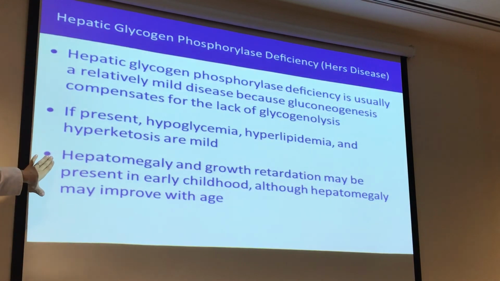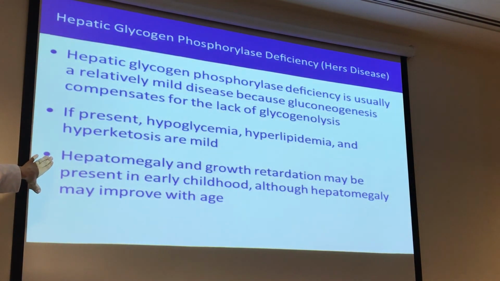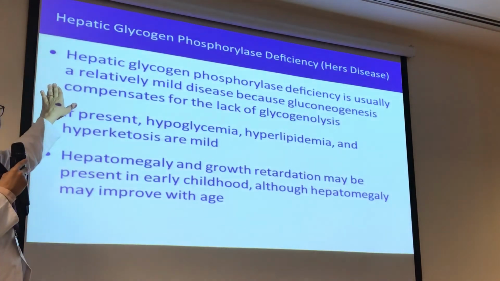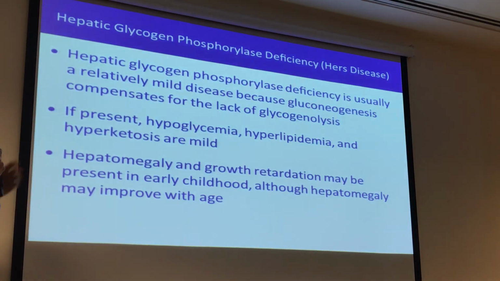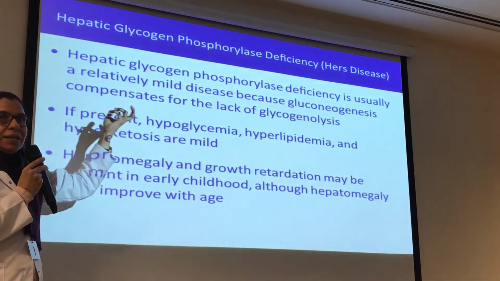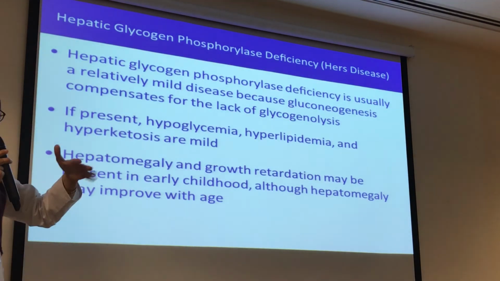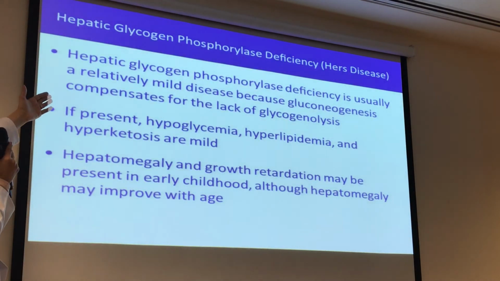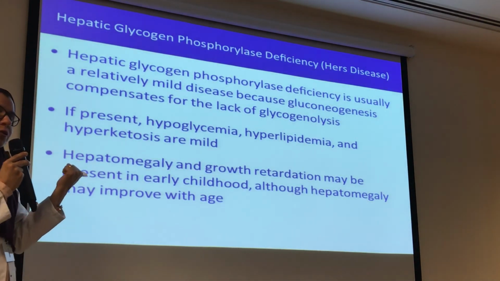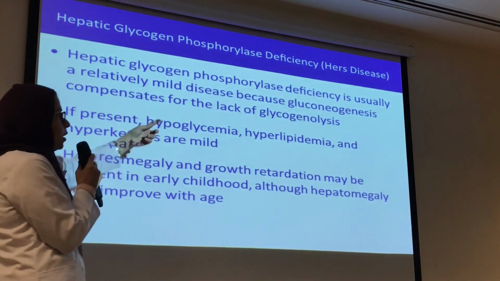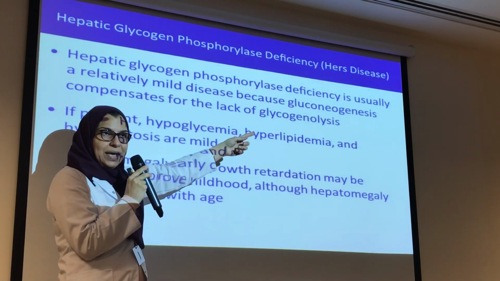Okay, hepatic or Hers. It is a mild disease compared to von Gierke. Why is it milder than von Gierke? They both affect a liver enzyme. Because the problem is not in the phosphatase, the problem is not releasing the sugar, the problem is releasing the glycogen. But what is the other source of glucose? Gluconeogenesis.